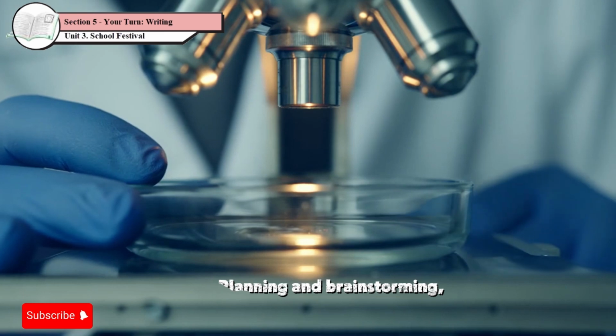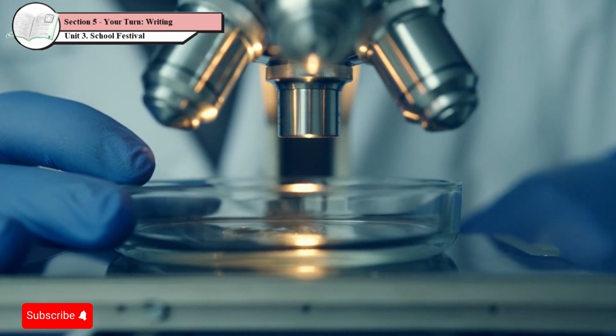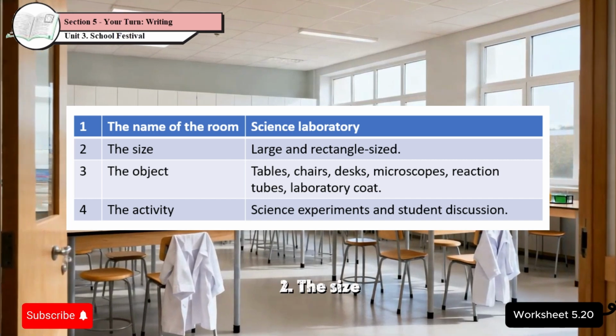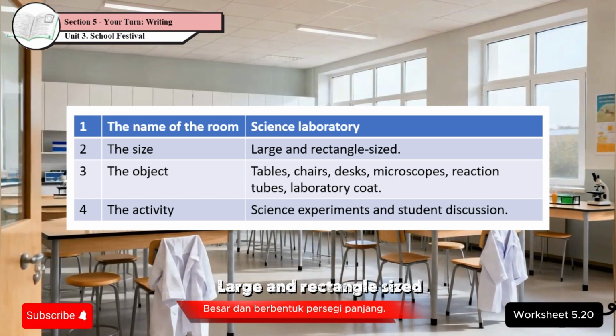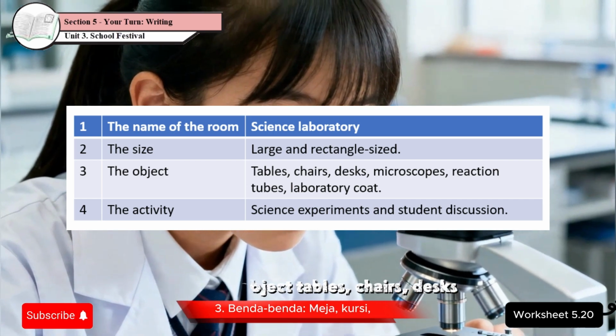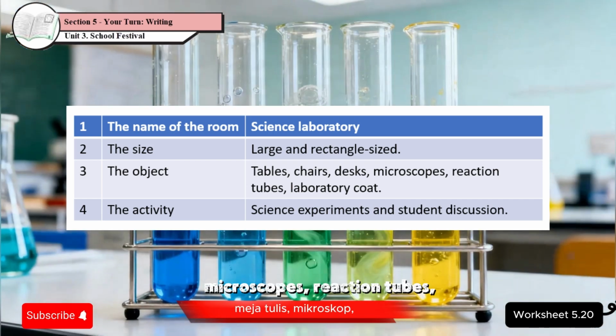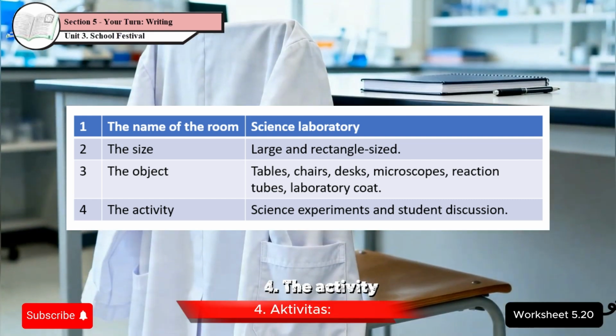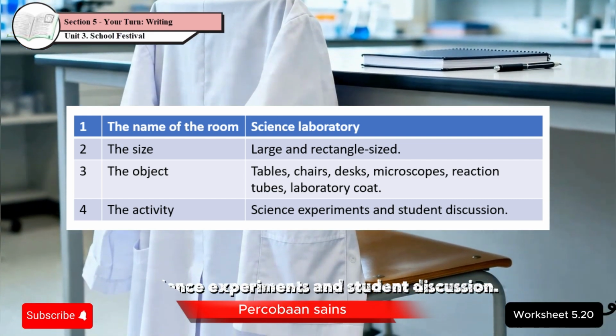A. Planning and brainstorming. 1. The name of the room: science laboratory. 2. The size: large and rectangle sized. 3. The objects: tables, chairs, desks, microscopes, reaction tubes, laboratory coat. 4. The activity: science experiments and student discussion.